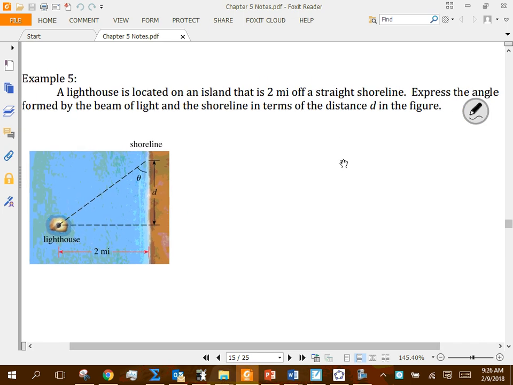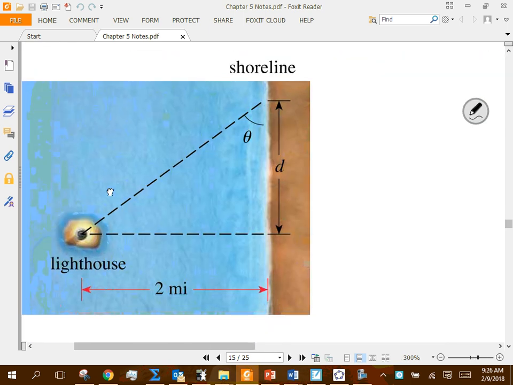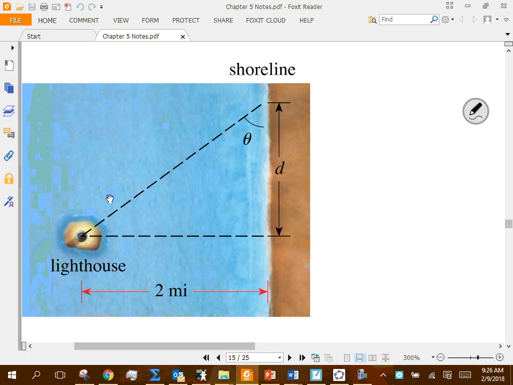Says the lighthouse is located on an island that is 2 miles off a straight shoreline. Express the angle formed by the beam of light and the shoreline in terms of the distance d in the figure. So the only thing happening here is, in the last one, we had 2 dimensions, 6 and 40. Here, that d value is going to vary. It's a variable, right? It's going to change, because as the light rotates in that lighthouse, that distance changes, right?